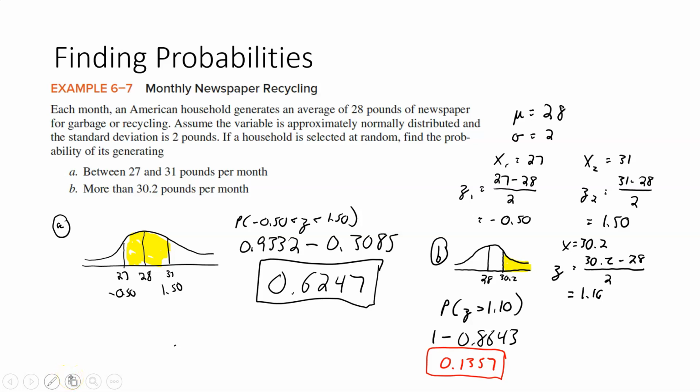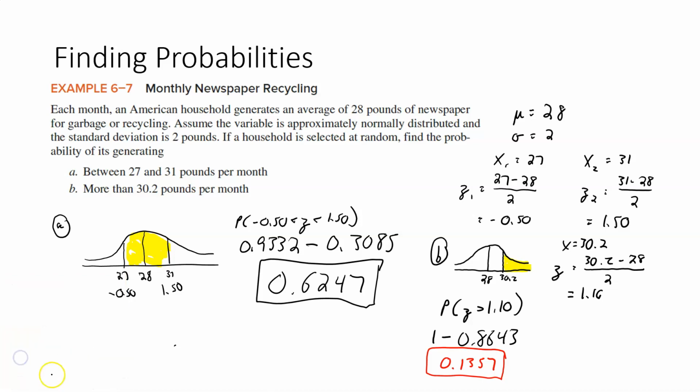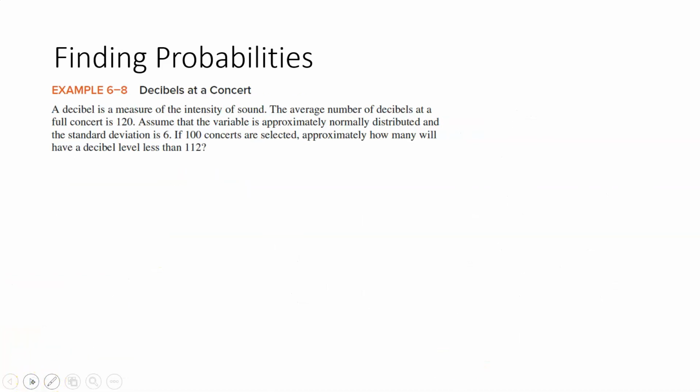So just real quick recap. We found the z-score. It's a more than problem, so I did 1 minus the value in the back of the book. Next slide. All right, so here's the decimal one. So approximately how many will be less than 112? So mu is 120. Sigma, the standard deviation, is 6.